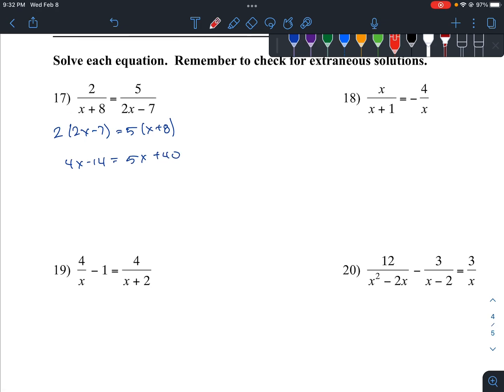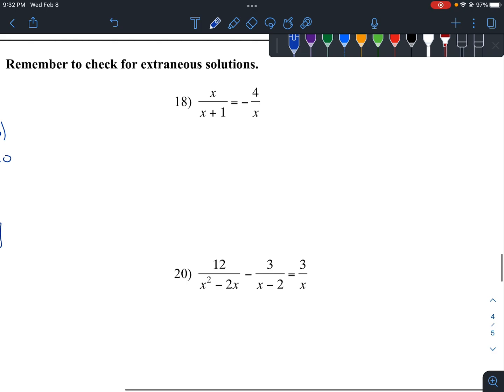I'm going to subtract 4x. Okay, so I got negative 14 is equal to x plus 40. I'm going to subtract 40. Looks like I'm going to have x is equal to negative 54.